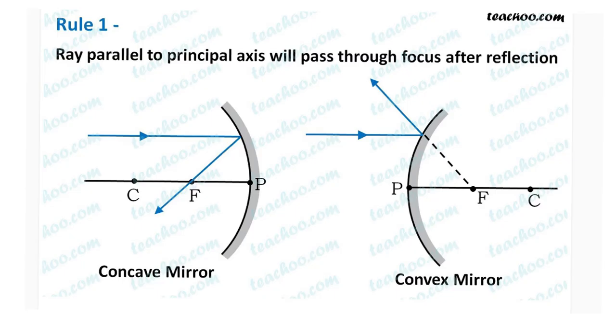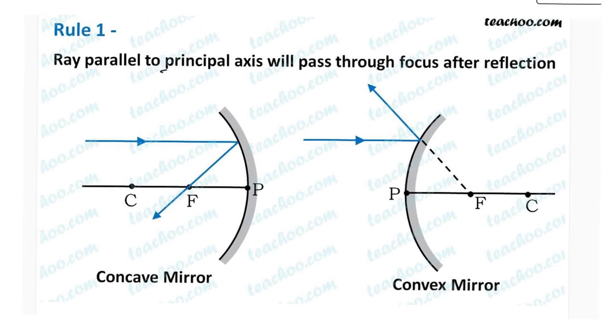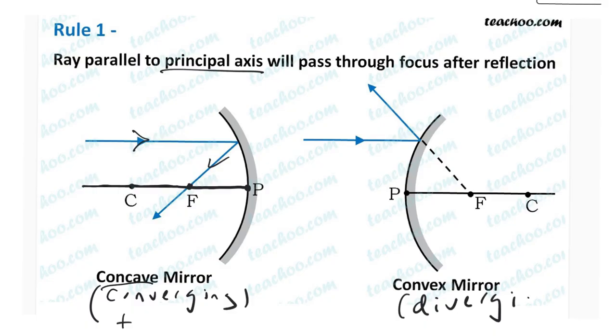So the first rule, at least for mirrors, is a ray parallel to the principal axis. The principal axis is just the line that goes through the center of the mirror, point P. The rule states that a ray parallel to the principal axis, such as this ray here, will reflect through the focus after reflection from the mirror. So that's for a concave mirror, which is a converging mirror, or positive mirror. The same rule applies if you've got a convex mirror, otherwise called a diverging or negative mirror.